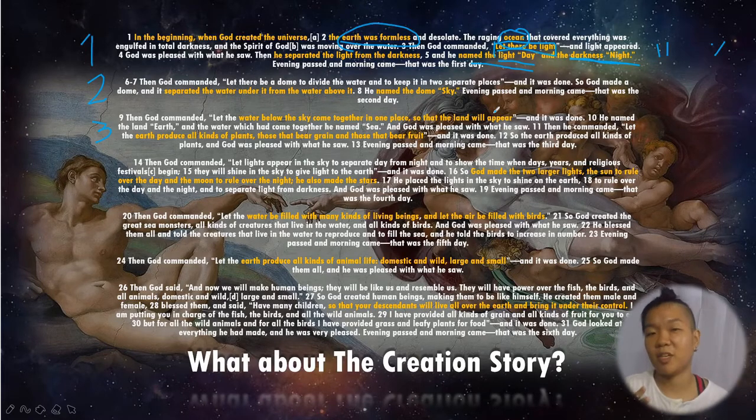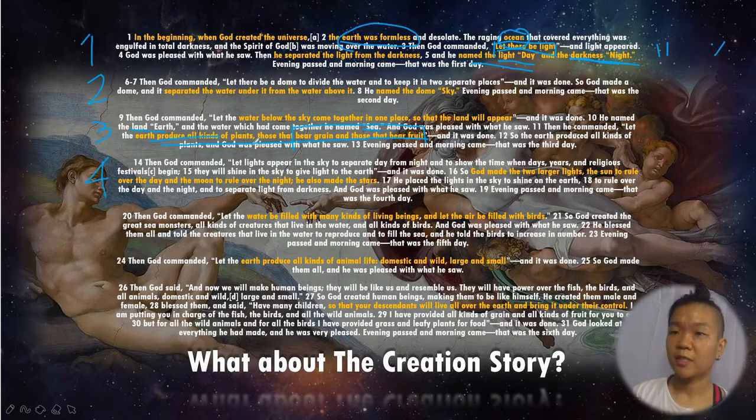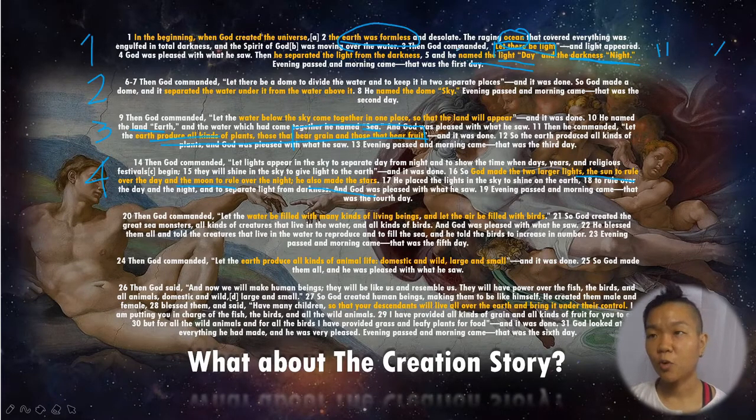just one place. So once we get to day 4, let lights appear in the sky to separate day from night. God made 2 larger lights, the sun and then the moon. And then He also made the stars. Nauna yung earth, nauna yung water, nauna yung day and night bago nagkaroon ng sun at stars.